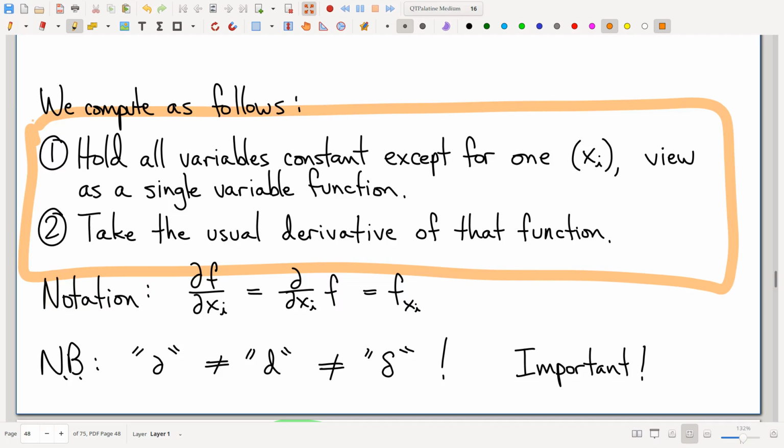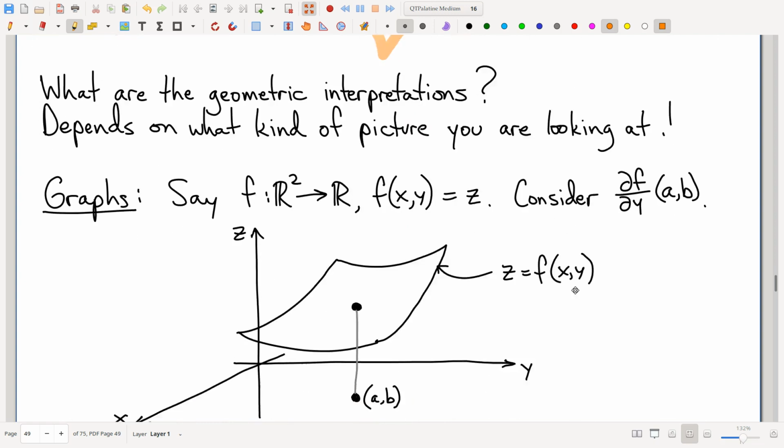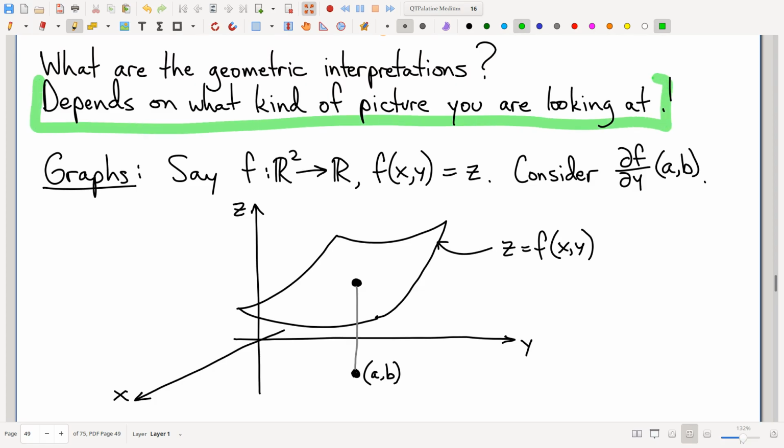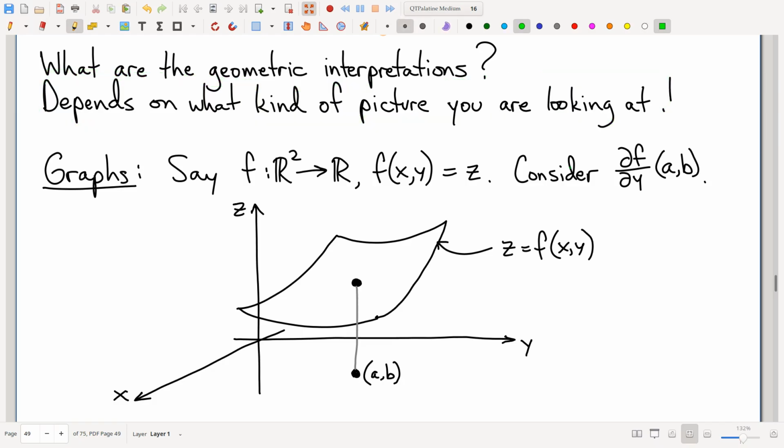Right? So I need to persuade you that this is actually geometrically natural. So what does this look like? I want to remind you, geometric interpretations depend on whether you're looking at a graph or a level set or what have you. The calculus of graphs is not to be conflated with the calculus of level sets, which is not to be conflated with the calculus of parameterizations. They're all different. Right? So when you say, what does this look like? What are the geometric interpretations?